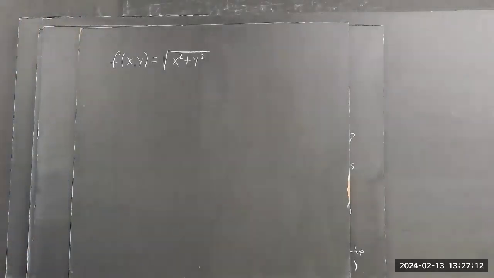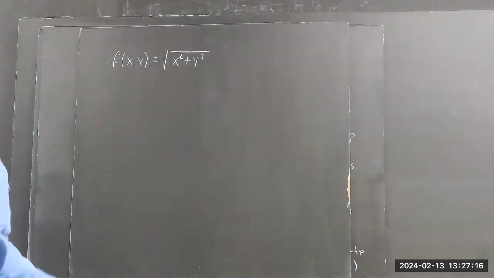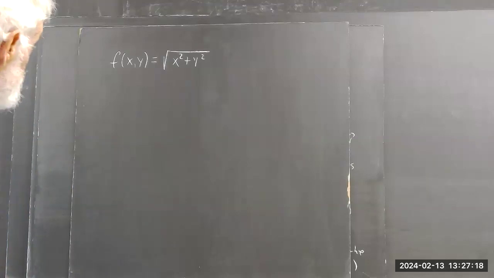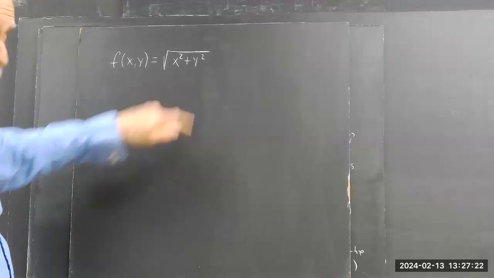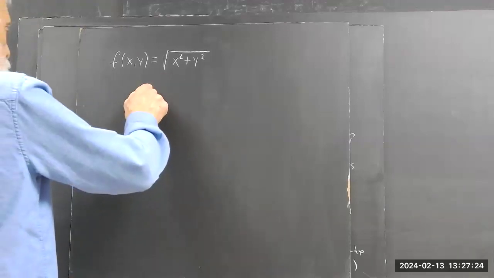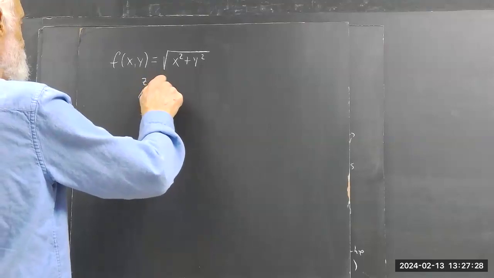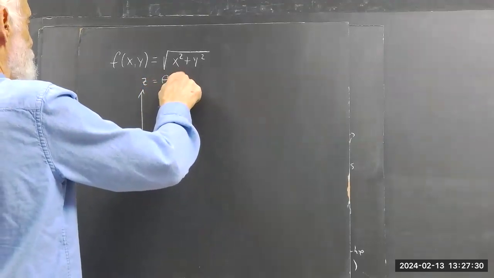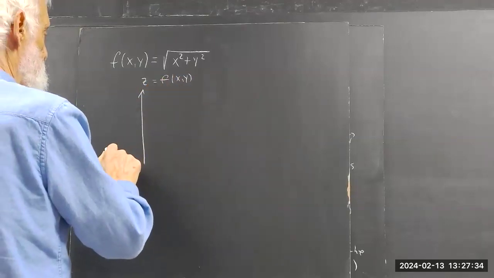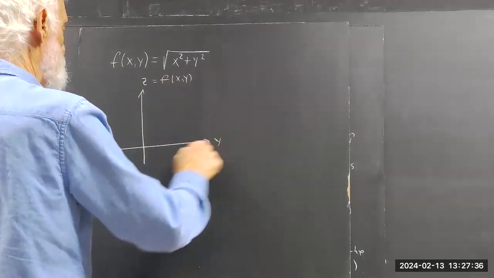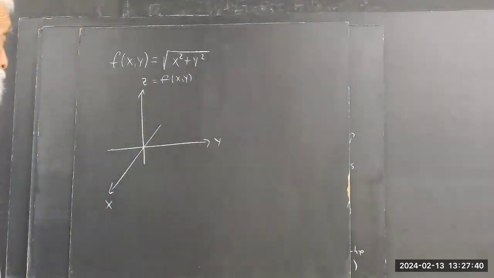Let's say f of x, y is the square root of x squared plus y squared. What's the graph of f of x, y look like? Well, first of all, it's a function of two variables. So if you want to look at the graph, on our curve, we're going to have z equals f of x, y, with y and x.